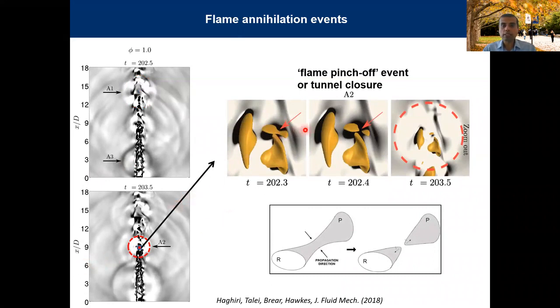If you look at this flame surface evolution, this is similar to the pinch-off event, or we call it a tunnel closure. You can see that you have 2 parts of the flame that get separated, and then this tunnel, which is shown in this schematic, is basically closed, and that produces sound, okay? So we can see the signature of tunnel closure in this flame too.